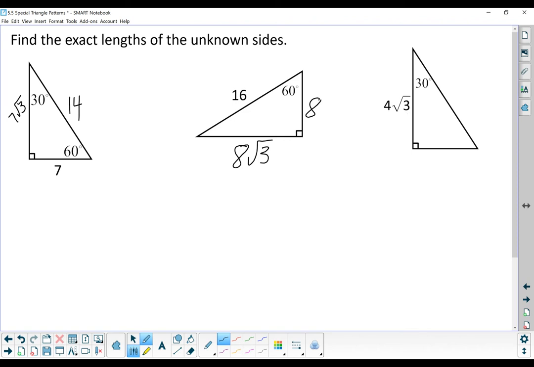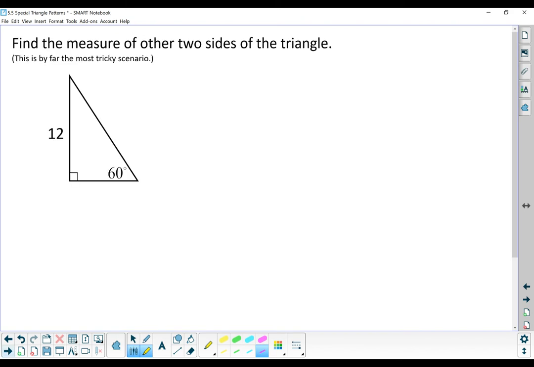If the long leg is 4 root 3, that means the short leg has to be 4. More formally, I'm taking that leg and dividing it by root 3, which leaves me with a 4. And to get the hypotenuse, I just double the short leg. So when you're working with the 30, 60, 90, that short leg is really important. You never want to go directly from the hypotenuse to the long leg or vice versa. You always want to go to the short leg first.